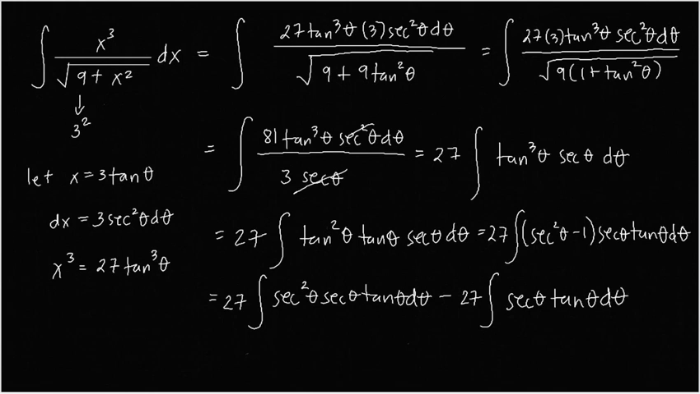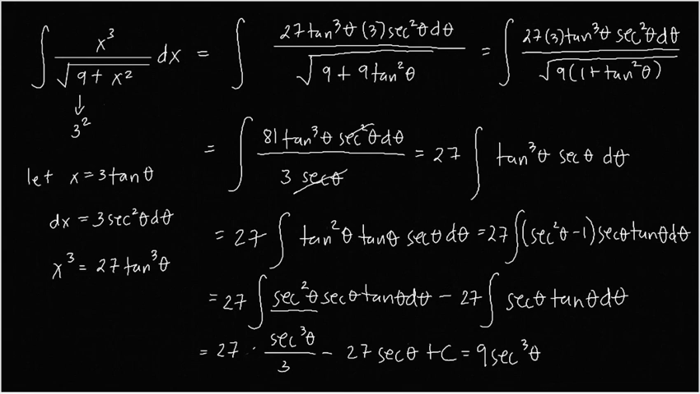So this is an obvious thing. The integral of secant squared theta, secant theta, tangent theta, d theta is equal to 27 times secant cube of theta over 3 minus 27 times secant of theta plus c. So 27 divided by 3 is simply 9. So we have 9 secant cube of theta minus 27 secant of theta plus c.